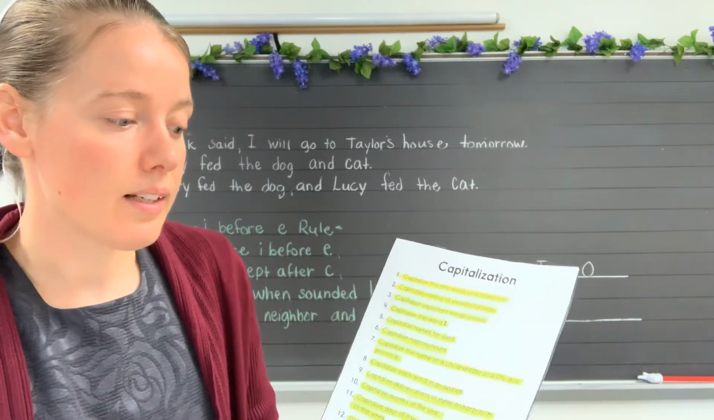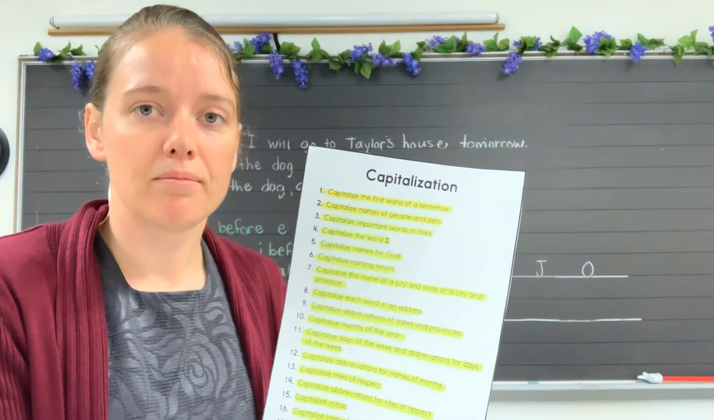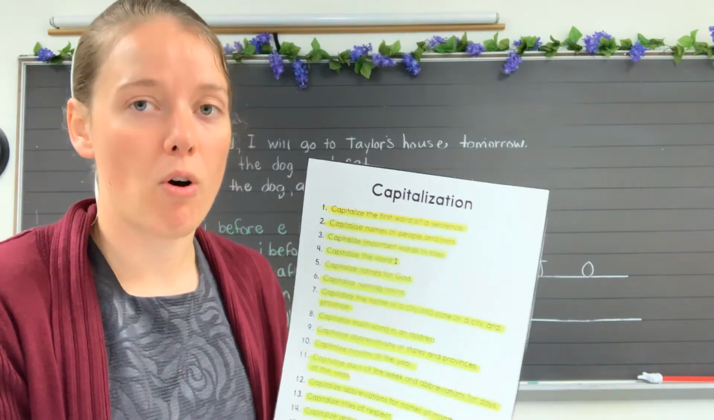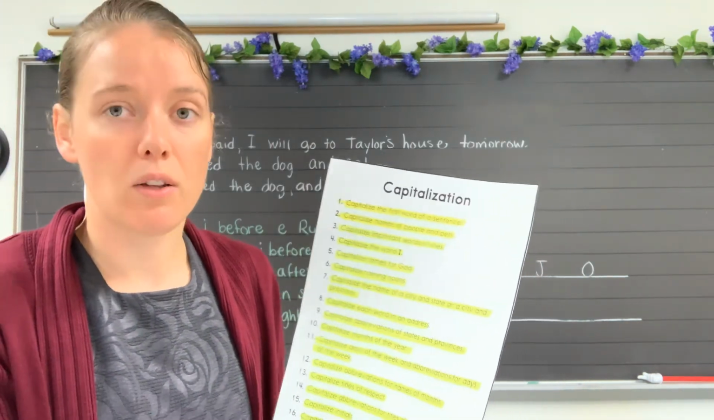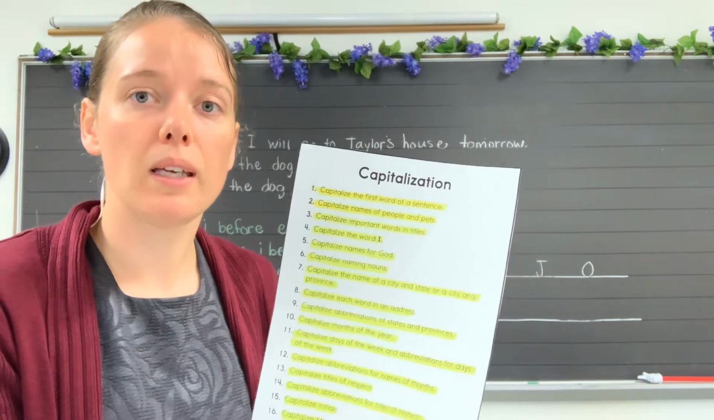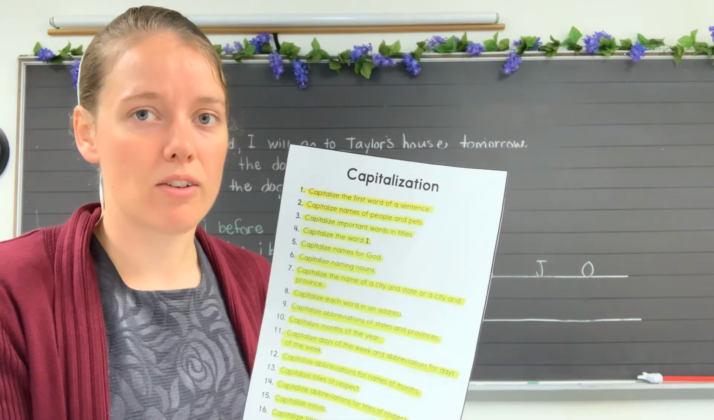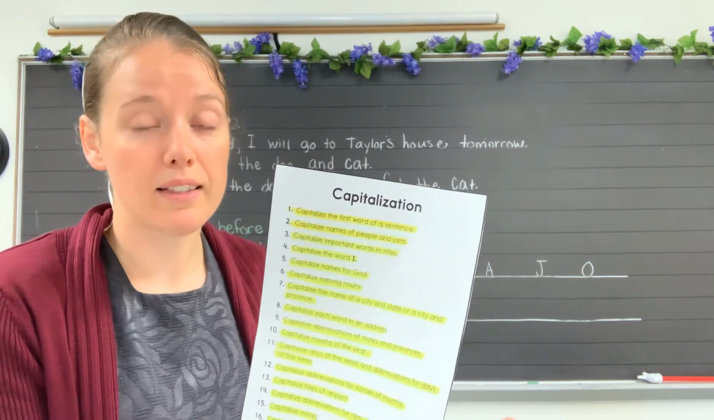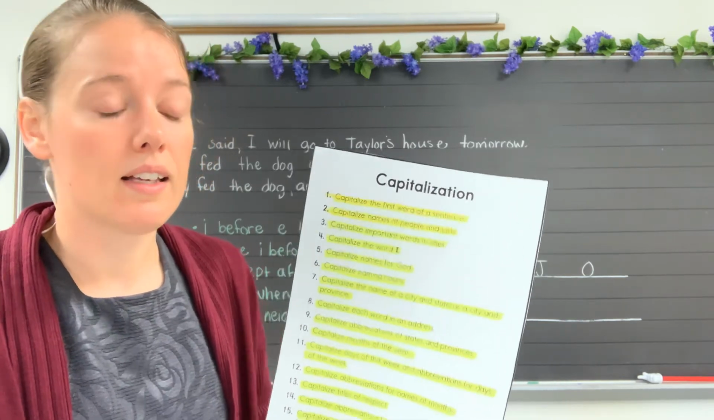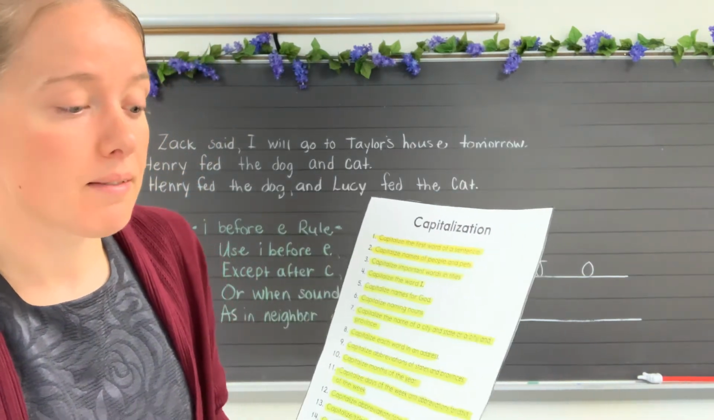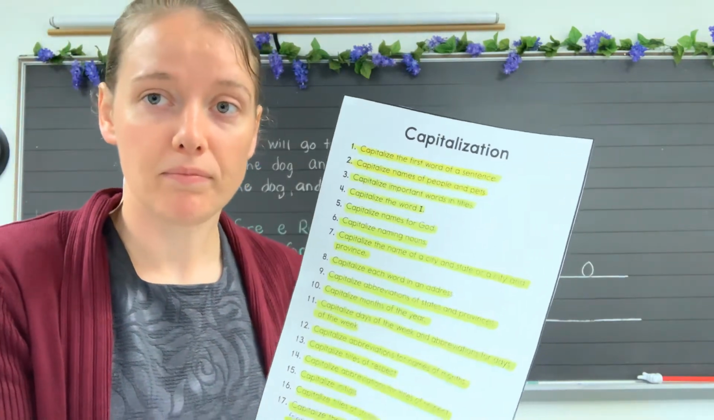And 10, capitalize months of the year. So months of the year, like January, April, always the months of the year get capitalized. Number 11, capitalize days of the week and abbreviations for days of the week. So days of the week like Sunday, Monday, Tuesday, Wednesday, Thursday, all the days of the week get capitalized. And also if you have abbreviations like SUN for Sunday, that will also get capitalized. Number 12, capitalize abbreviations for names of the months.